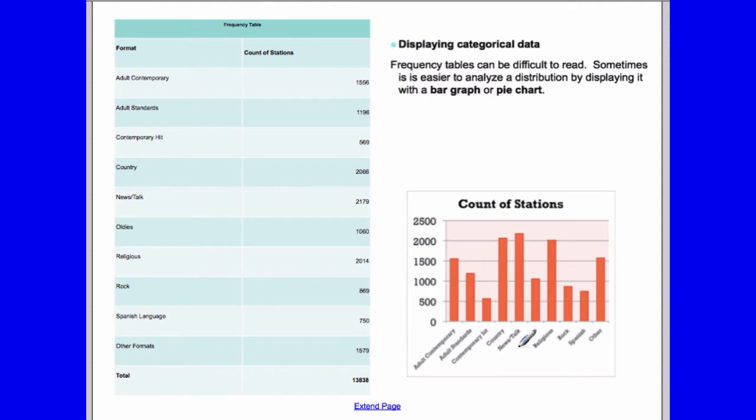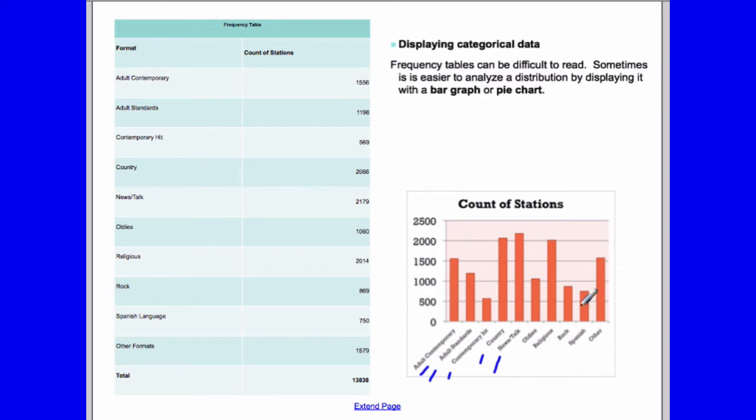We need to define how to display categorical data. Okay, here we go back. We've got the format of the station and the count of stations, just like the last slide. What we're going to do is break that into a frequency table. How often does it happen? Now notice here you've got categories: adult contemporary, contemporary hit, country, news talk, a lot of different options there.